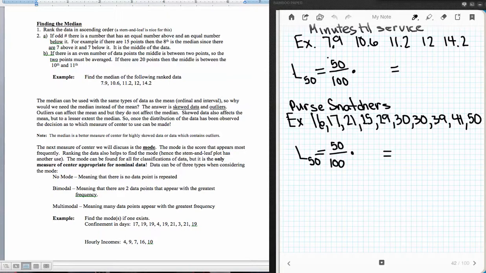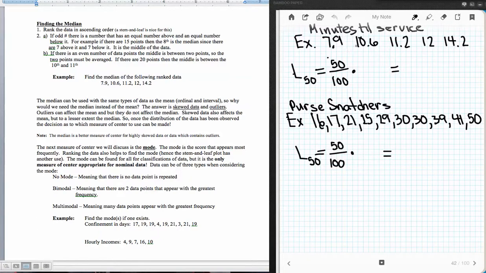I've actually modified this example from what you may see in your notes. I took one of the points out of it because I actually want it to be an odd number of data points. And then I'm also going to put it back in the purse snatcher data so that we have an example with an even number of data points.